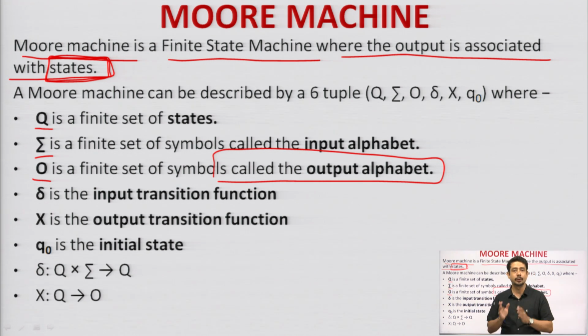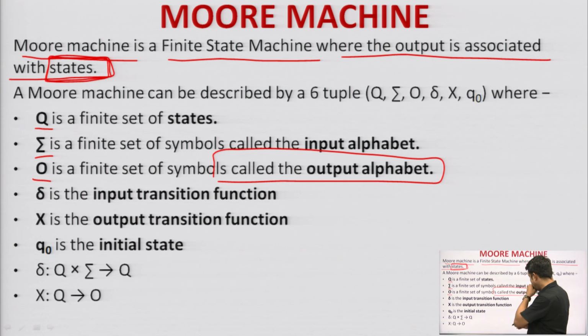This output alphabet will define whether the string is accepted, whether the count is accepted, and how you are counting the particular occurrences. So, everything will be decided by this output alphabet.